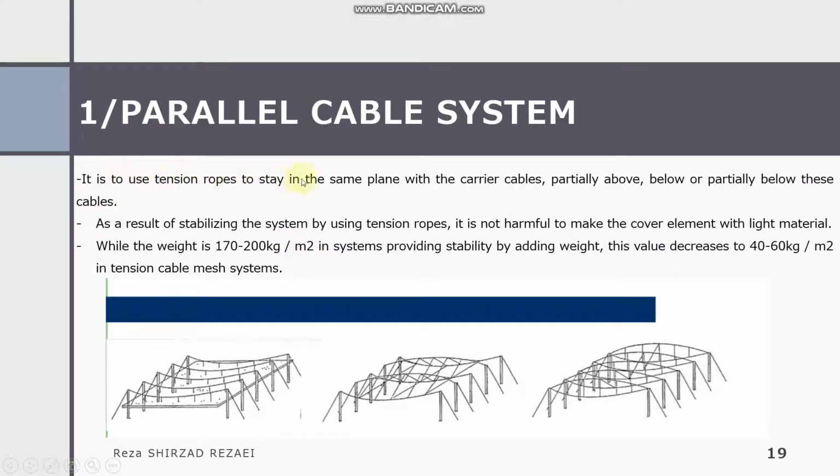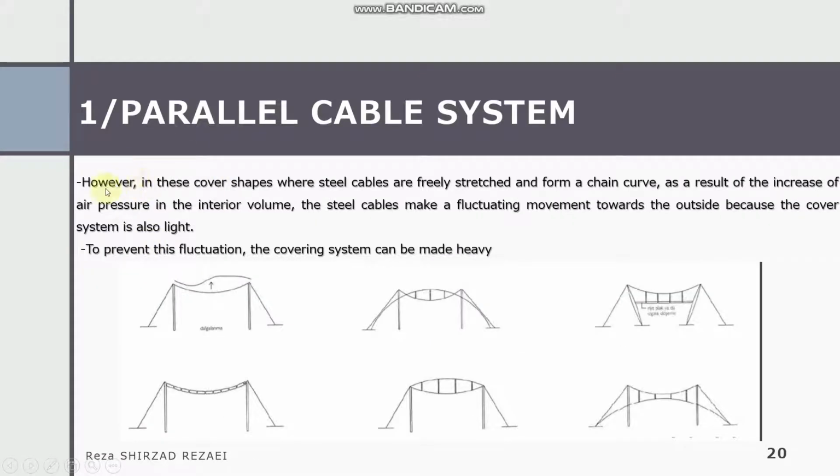It uses tension ropes to stay in the same plane with the carrier cables, partially above or partially below these cables. However, in these cover shapes where steel cables are freely stretched and form a chain curve, as a result of the increase of air pressure in the interior volume, the steel cables make a fluctuating movement towards the outside because the cover system is light. To prevent this fluctuation, the covering system can be made heavy.